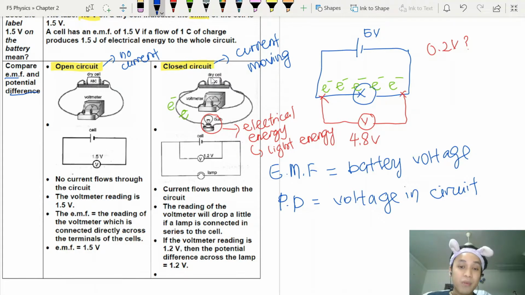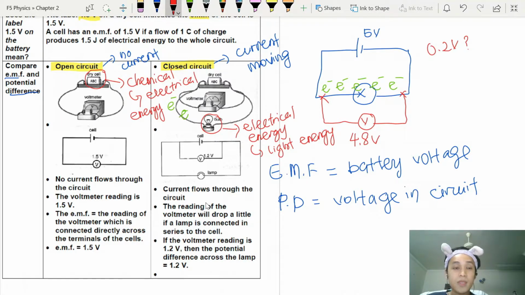Whereas for your battery, if you still remember your chemistry, you are converting what energy to what energy? Chemical to electrical energy. So these are the few basic concepts.